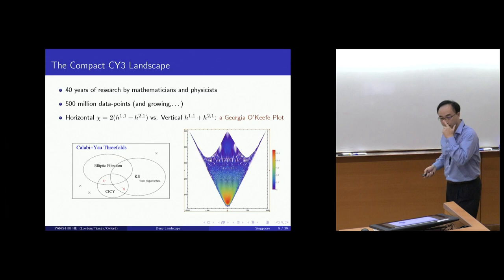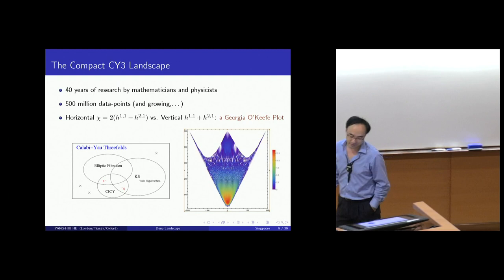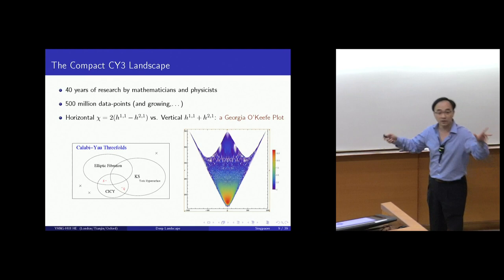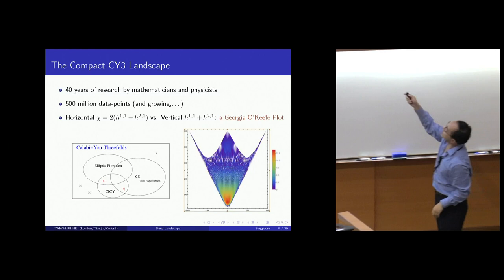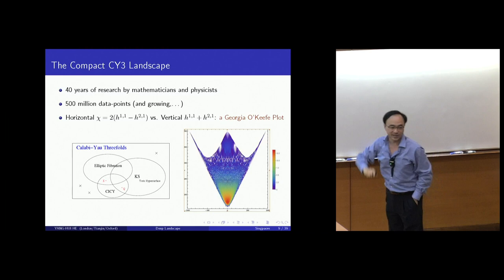But if you plot them, this has sort of become an iconic picture in this business. You plot the sum of h11 with h21 versus the difference. So this is the sum of the Hodge numbers versus the Euler number, right? It's just sort of a rotated version of plotting h11 and h21. So why do you do this? It's because mirror symmetry is a statement that every point here has a mirror point here. So this is a very good experimental evidence for mirror symmetry.